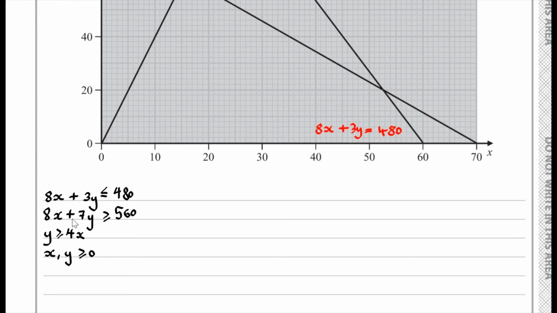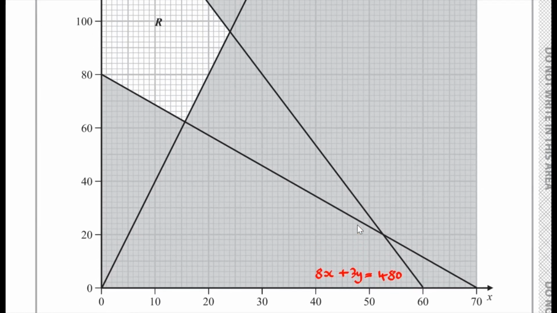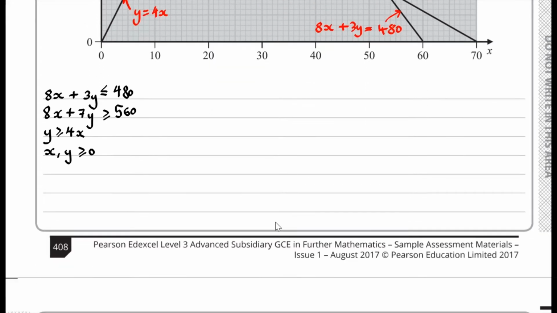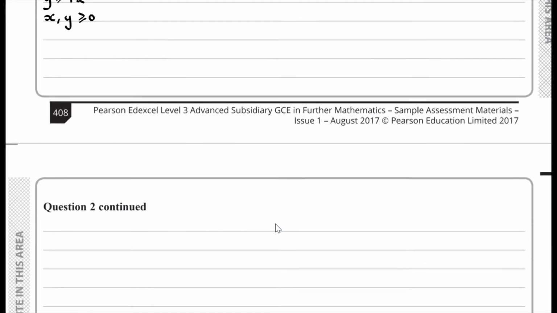When x is 0, y is 80. That would correspond to this line over here. So we have 8x plus 7y equals 480. Here of course we have the y equals 4x. Okay, so that's then 3 done.